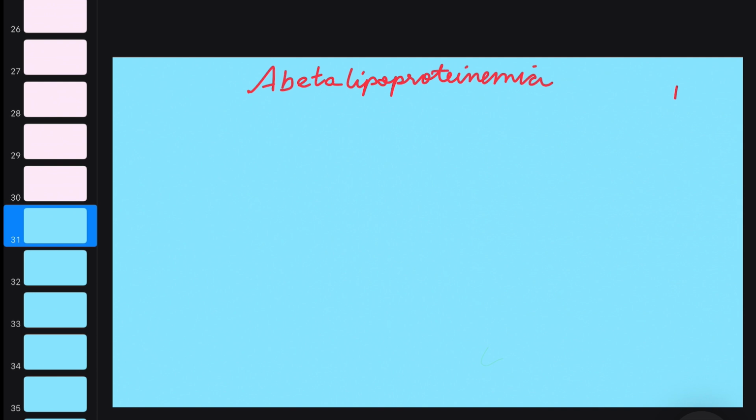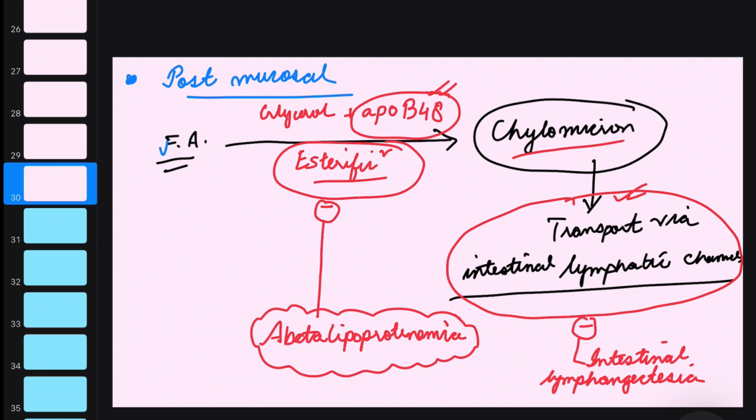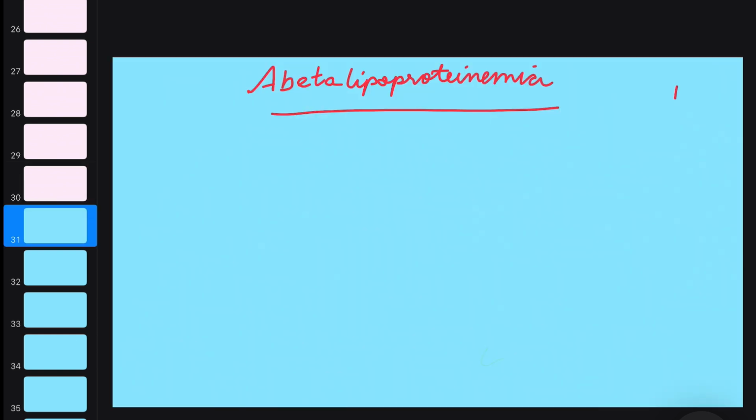Abetalipoproteinemia. So what exactly is this? I've already given you an introduction. Basically, what is happening is the fatty acids form chylomicrons with glycerol, and for this we need the ApoB48 cofactor. This is called esterification. Due to some gene defect, which we'll see shortly, there is a deficiency of ApoB48. So chylomicrons are not being formed. This is called Abetalipoproteinemia.